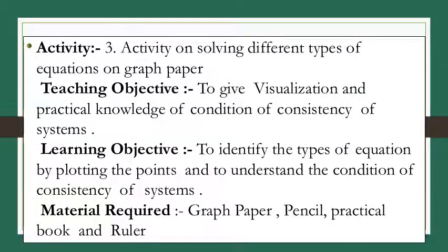Activity on solving different types of equations on the graph paper, so that you can visualize and get the practical knowledge of the condition of consistency of the system. And you can identify the different types of equations by plotting the points and understand the conditions. Now for this you require graph paper, pencil, practical page and ruler. Any plain page also will do.